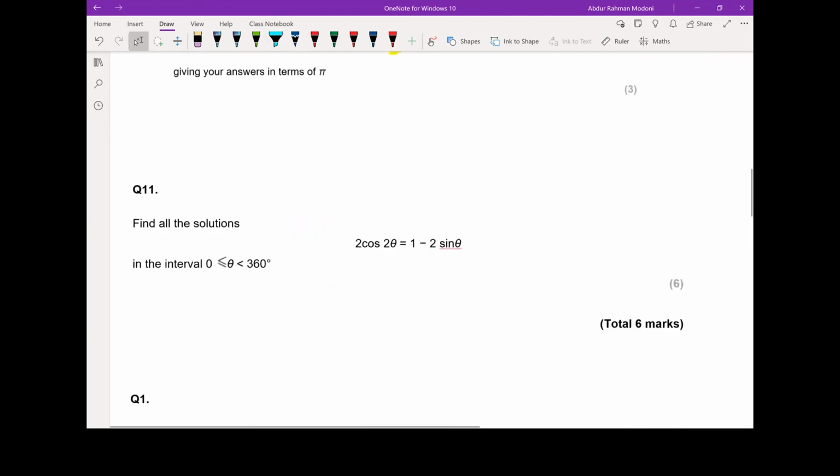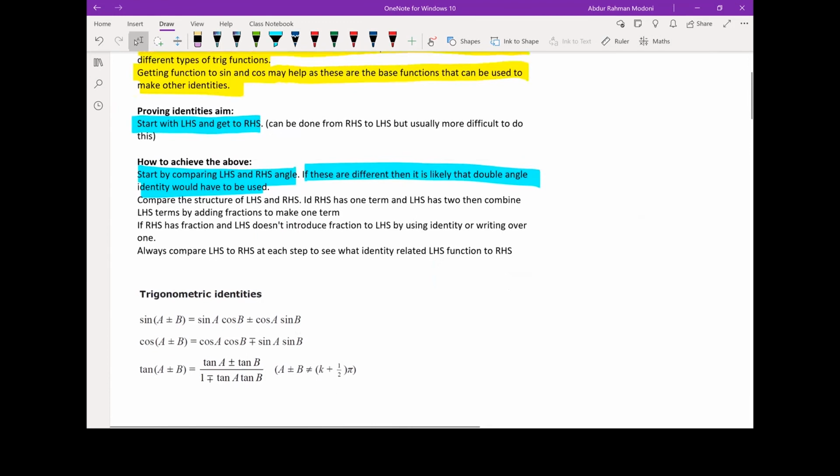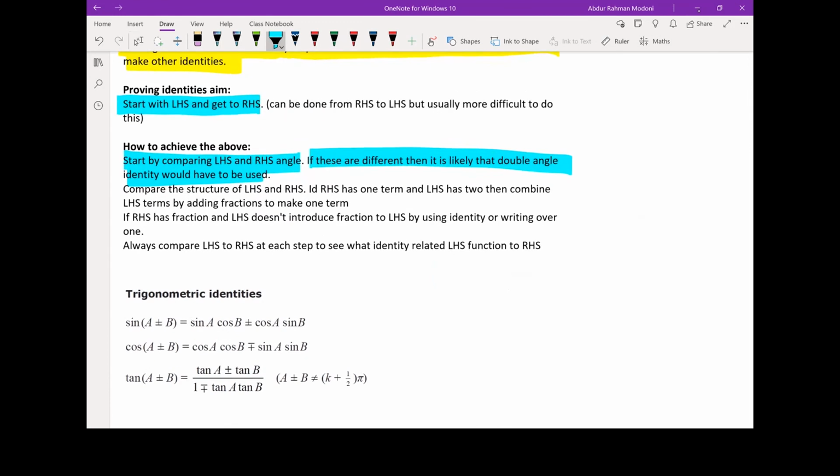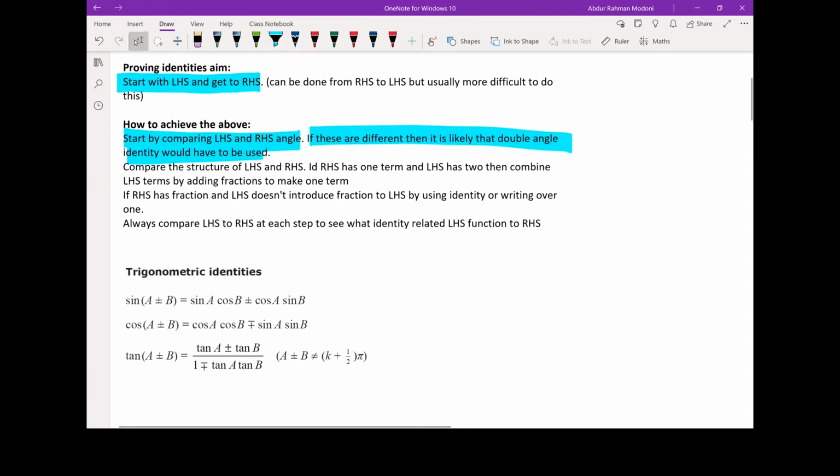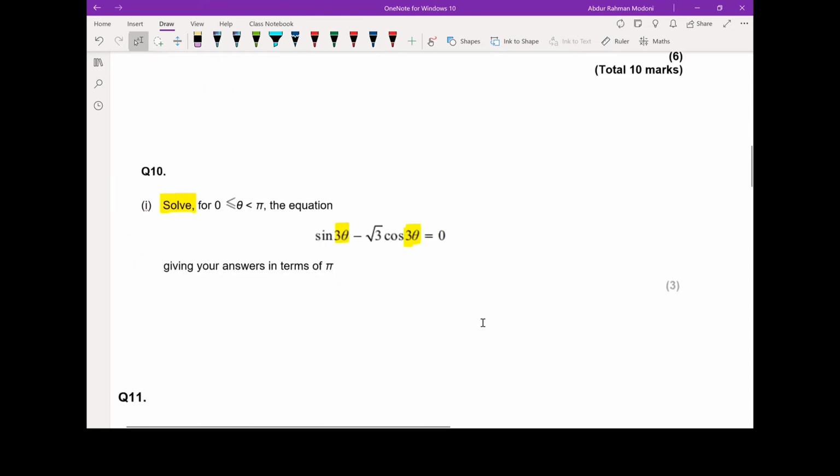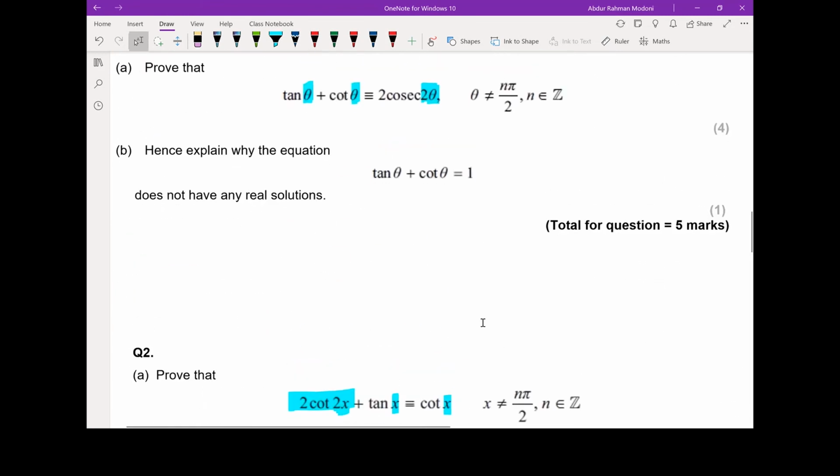So after you've considered that first thing, what is it that we then need to do? Well, with these proof questions, we need to compare the structure of the left-hand side to the right-hand side. Okay, compare the structure. And if the right-hand side has one term and the left-hand side has two, then combine the left-hand side terms by adding fractions to make one term. So what do we mean by that? Well, let's take a look at this.